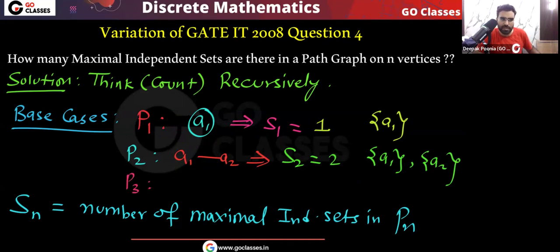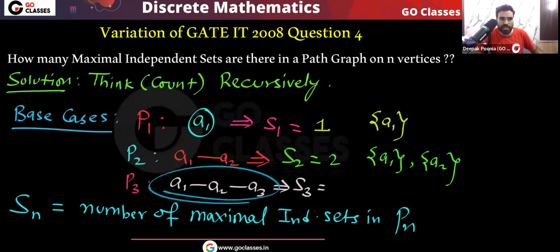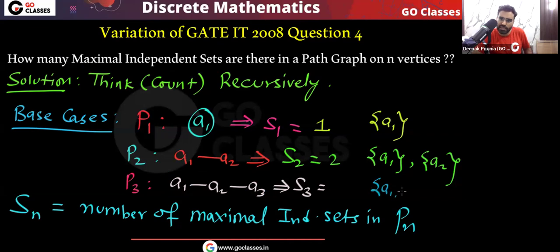What about P3, the path graph on three vertices A1, A2, A3? Here, what will be S3, the total number of maximal independent sets in P3? Notice, if I take A1, I cannot take A2, then I must take A3 because I want a maximal independent set. So I can take A1, A3, that is a maximal independent set. Or I can take just A2, that is also a maximal independent set. So S3 will be 2. Is this clear? Very simple.